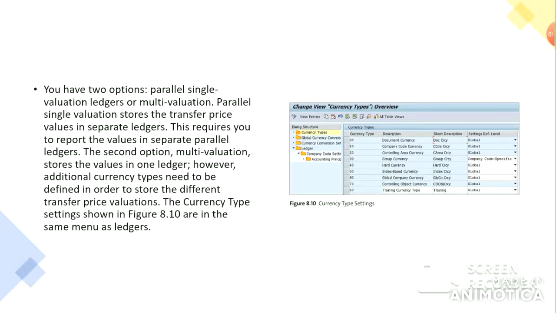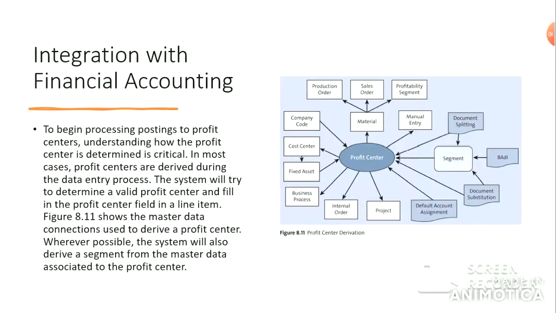The second option, multi valuation, stores the values in one ledger. However, additional currency types need to be defined in order to store the different transfer price valuations. The currency type settings shown in the figure are in the same menu as ledgers. Integration with financial accounting, profit center derivation.